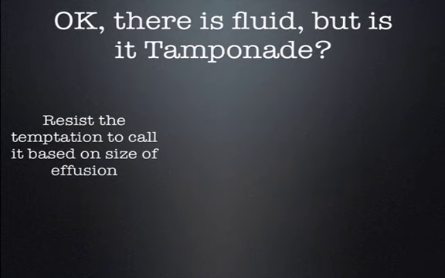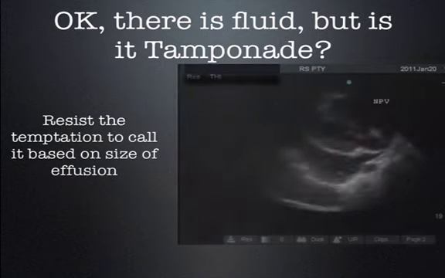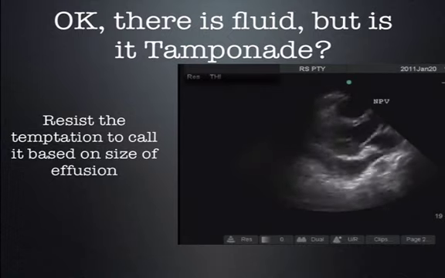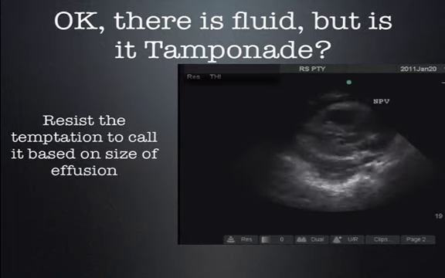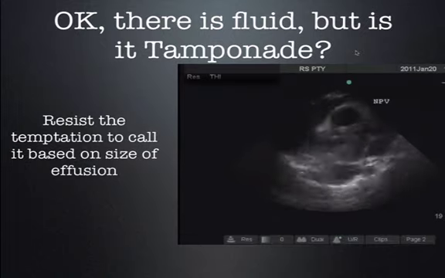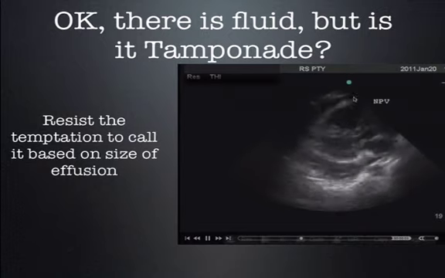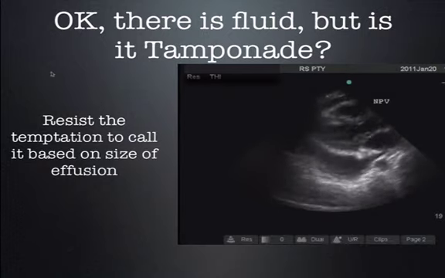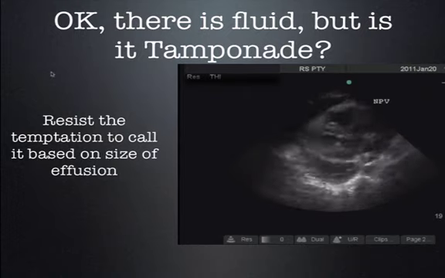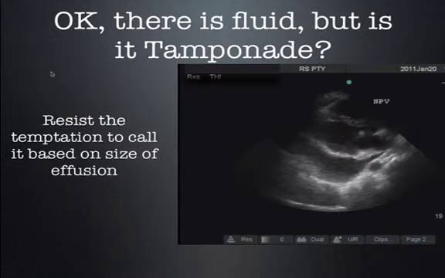I want you to resist the temptation to diagnose pericardial tamponade based on the size of the effusion. Take a look at this pericardial effusion. Can we determine that this patient has pericardial tamponade? The answer is no. We can't determine that this patient has tamponade. It certainly has a large pericardial effusion. Looking at the free wall of the right ventricle, I don't see any collapse of the right ventricular free wall in this case, but it's not a complete evaluation. The point I'm trying to make is it's certainly a large pericardial effusion. It does not mean this patient has pericardial tamponade.